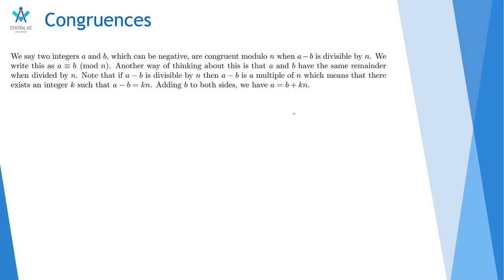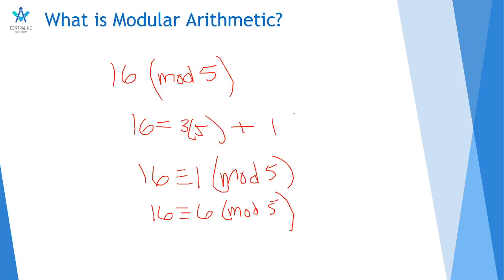First off, let's look at congruences as a whole. I already explained this kind of, but here's a more formal definition. We say two integers a and b, which can be negative, are congruent modulo n when a minus b is divisible by n. We write this as a is congruent to b mod n. Another way of thinking about this is that a and b have the same remainder when divided by n. If you go back, 16 has a remainder of 1 when divided by 5, and 6 has a remainder of 1 when divided by 5. So this makes sense in terms of the definition.